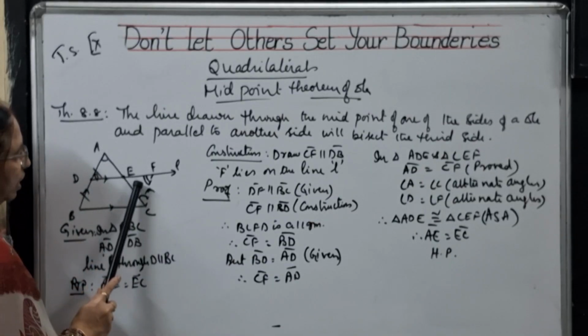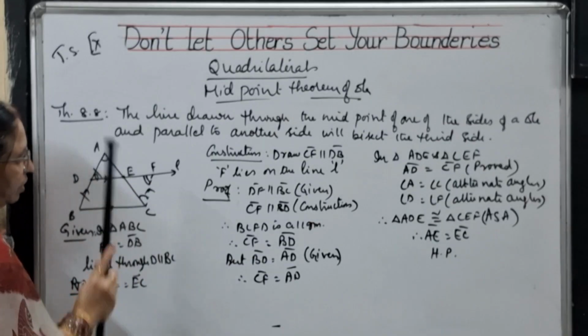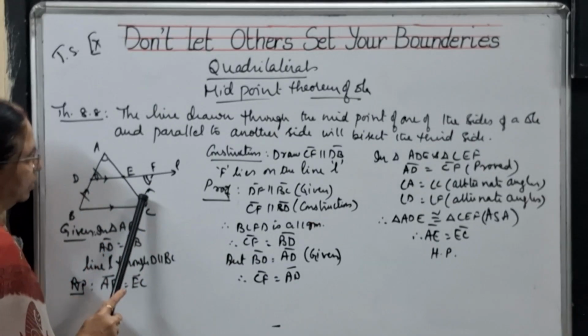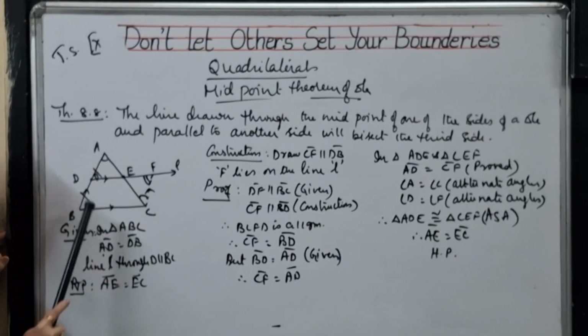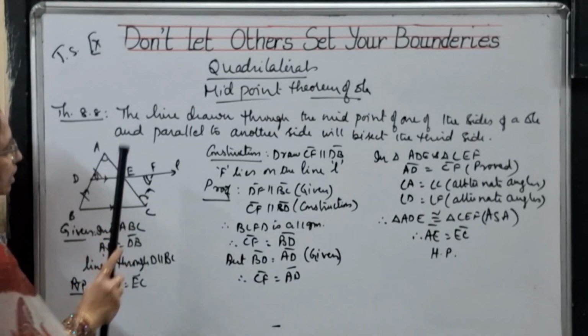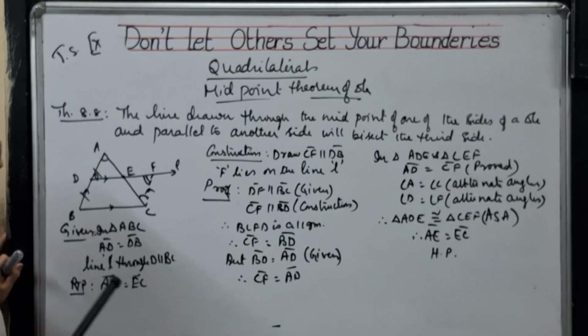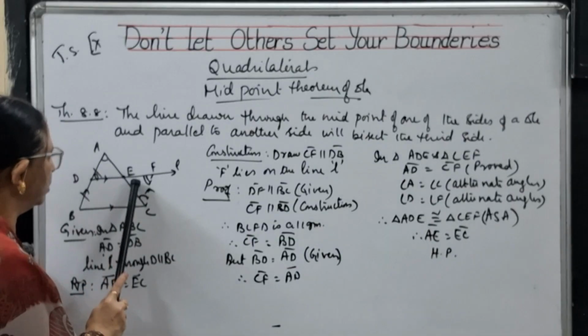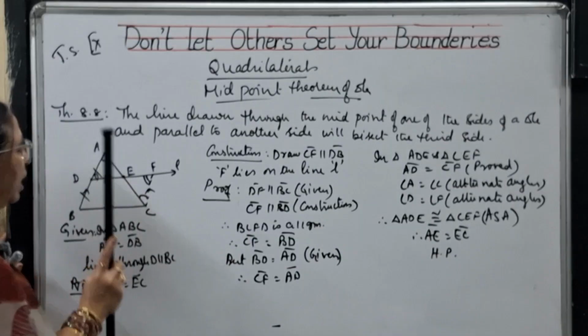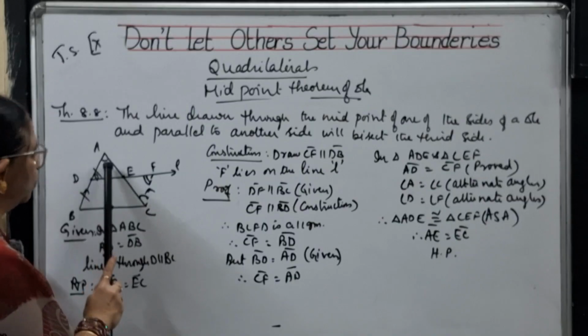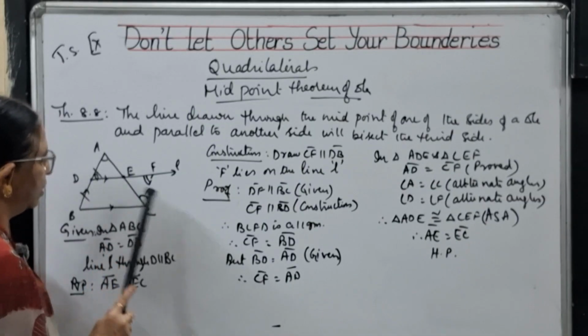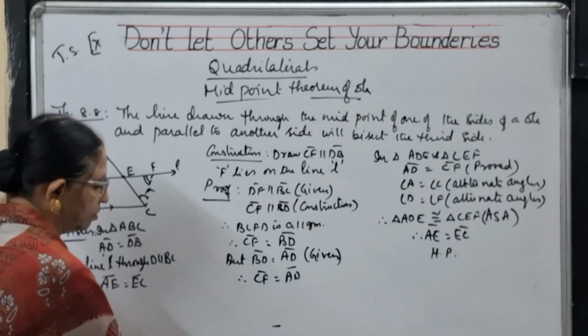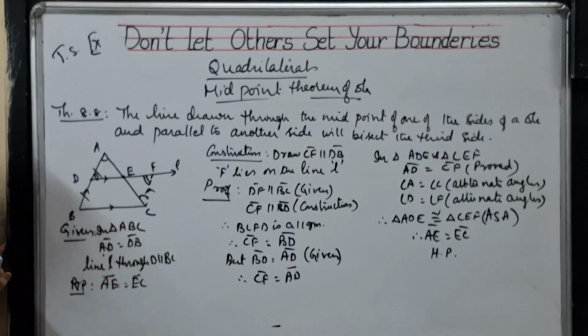Now in these two triangles, AD is equal to CF, we have angle A is equal to angle C, alternate angles. Angle D is equal to angle F, they are also alternate angles. So the two triangles are congruent by the angle side angle property. When these two triangles are congruent, AE is equal to EC. This is how you have proved this theorem, children. Please note it down.